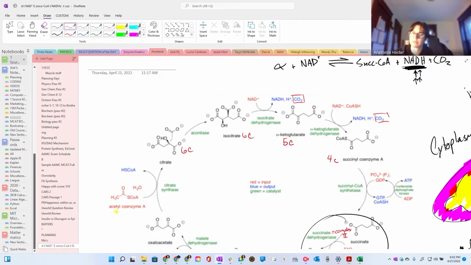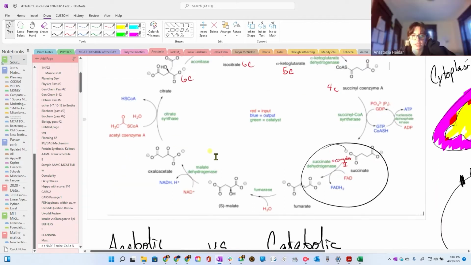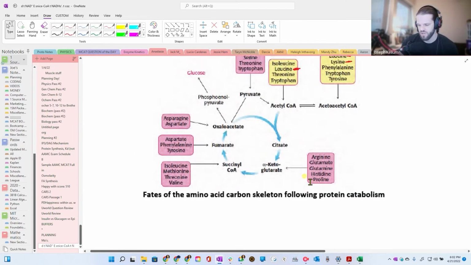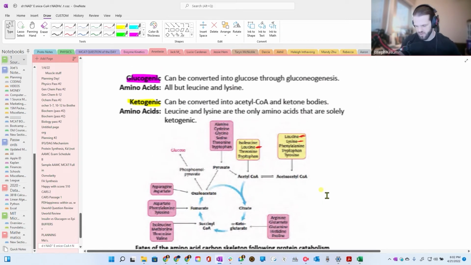Okay. Can you scroll back down to that other image? Oh yeah, for sure. Let me zoom out just a little bit.